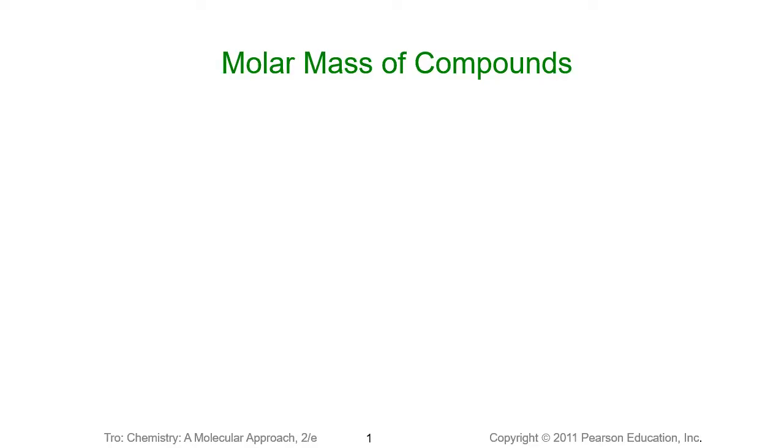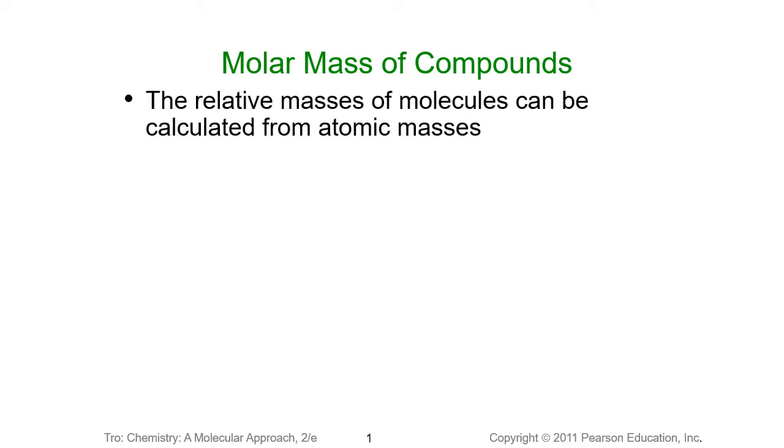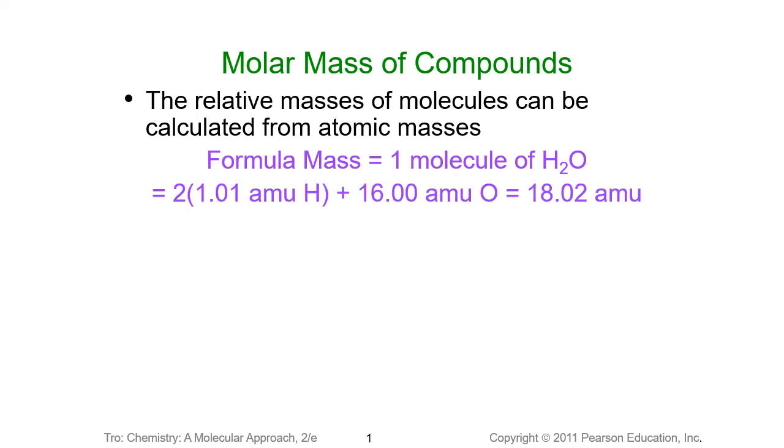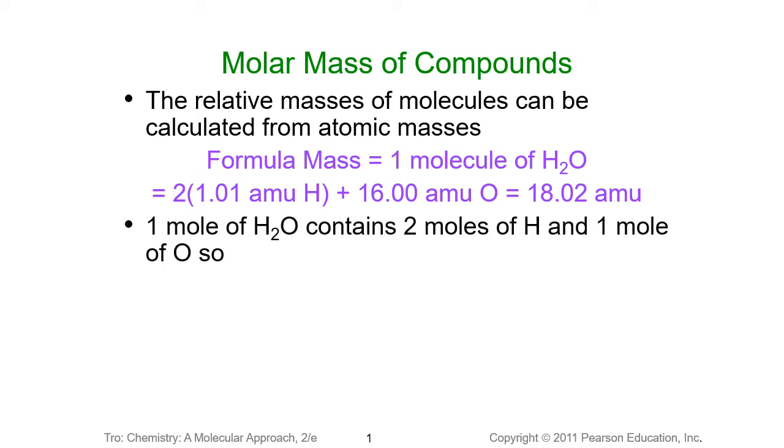We have talked about the molar mass of elements and how we can find it using the periodic table. Well, we can also have the molar mass of compounds. And so remember that the relative masses of molecules we can calculate from the atomic masses. So if we're talking about one formula mass, or the mass of one molecule of water, we would take 2 times the atomic mass for hydrogen plus the atomic mass for oxygen and add these together to come up with the mass of water.